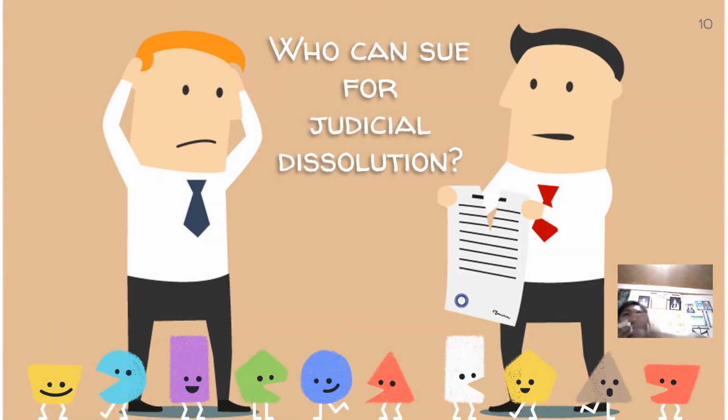So, next slide is who can sue for judicial dissolution. We have been discussing judicial dissolution earlier, so going back, what is a judicial dissolution again? It is sometimes called the corporate death penalty, a legal procedure in which a corporation is forced to dissolve or cease to exist.